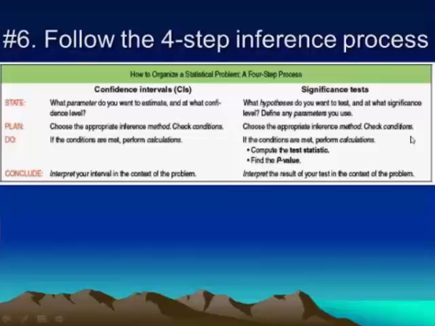So for instance, if you're wanting to do a one-sample t-test, then it's important to check that the data came from a random sample or a randomized experiment of some kind, and also to check the normal large sample condition. So you need to either have a normally distributed population or large sample size.